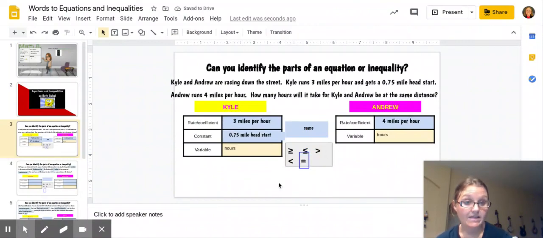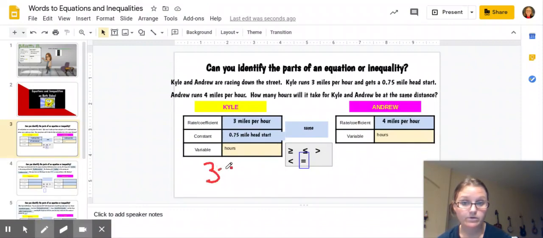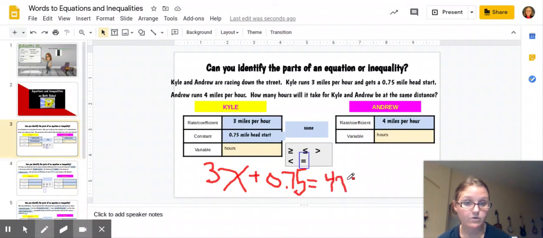We will be writing that out, and it will look something like this in the next couple days. 3 miles per hour. We don't know the amount of hours, but we have a head start, so we're going to add on that 0.75 miles because Kyle also ran that, equals, for Andrew, 4 miles per hour. We don't know how many hours, so x represents that. And we don't have any head start, so that's what our final equation would look like.